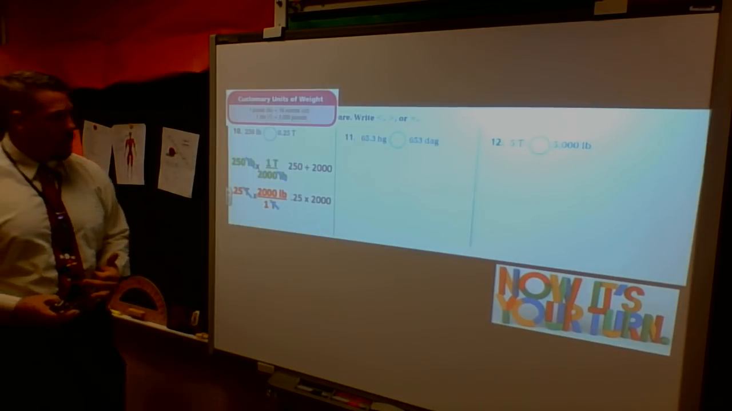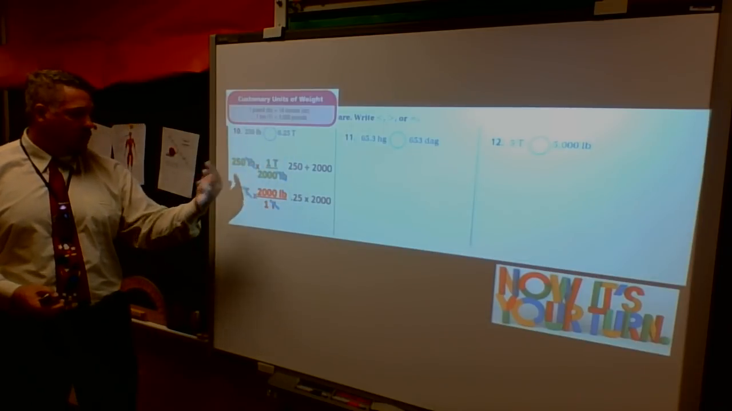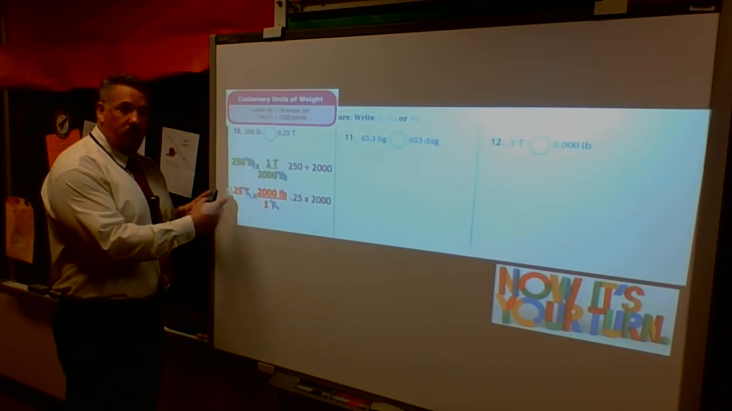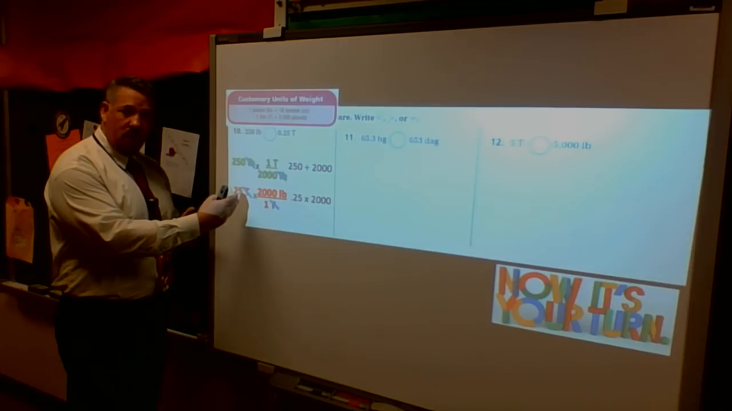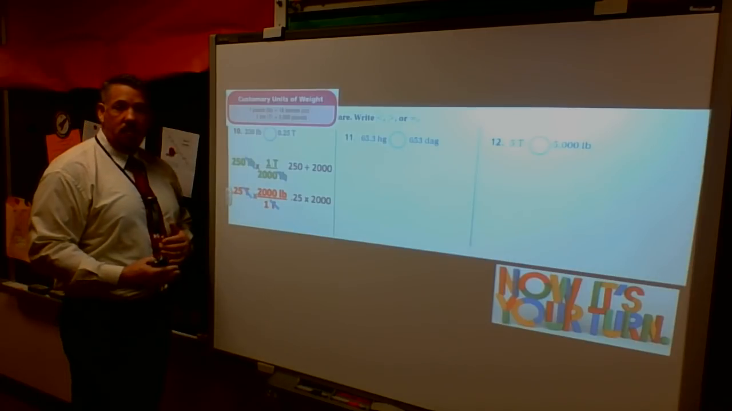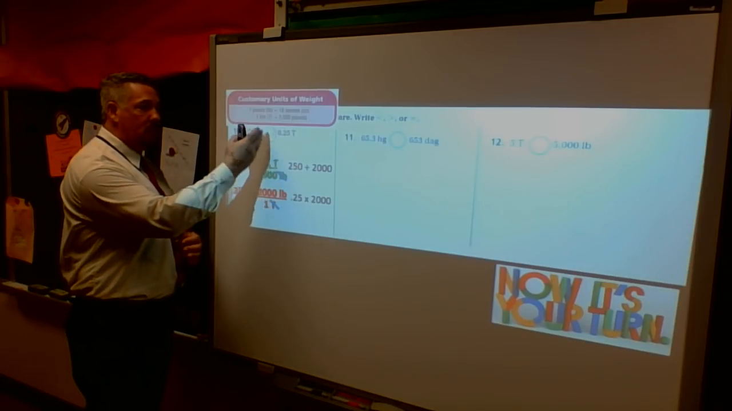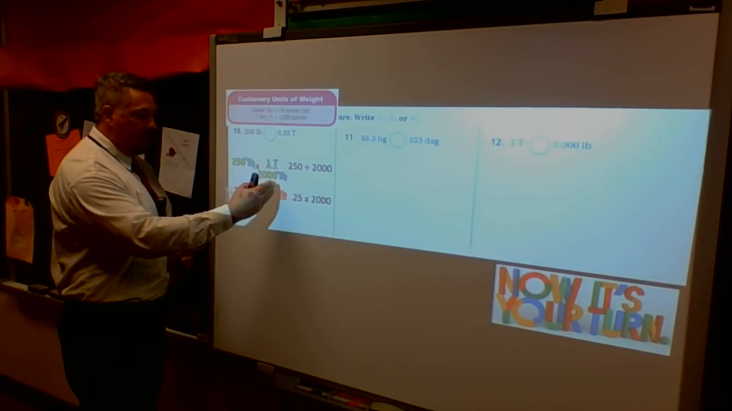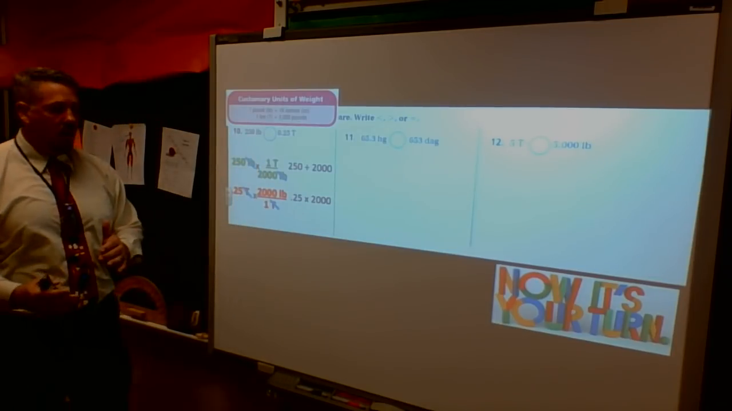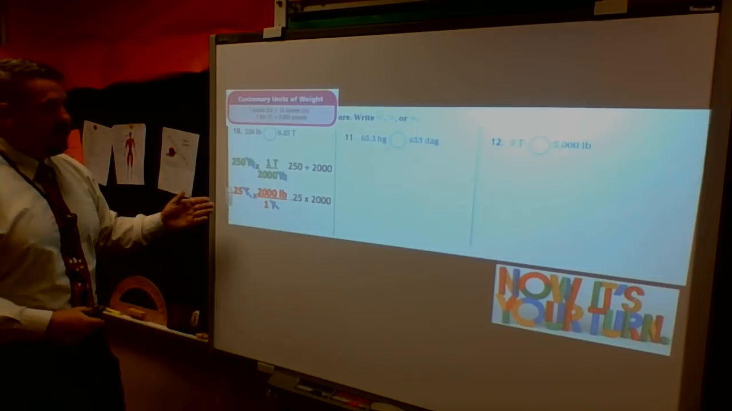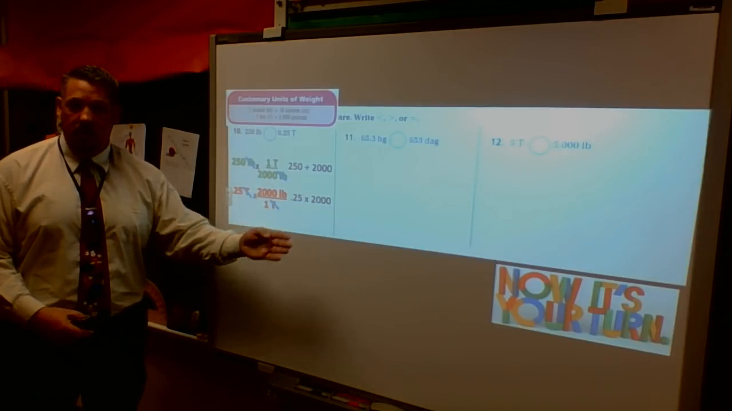Well, if I want to go instead from tons to pounds, and I start with the 0.25, 25 hundredths of a ton, multiplied by what? Well, I have to multiply it by pounds because that's what I'm going to. It'd be 2,000 pounds over 1 ton. Cross-reducing it just leaves me with multiplication.